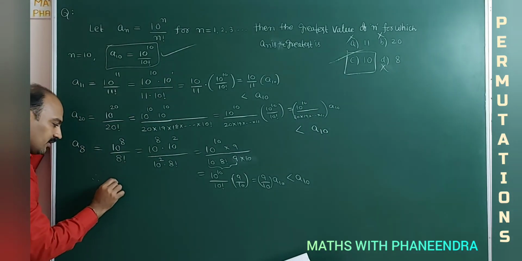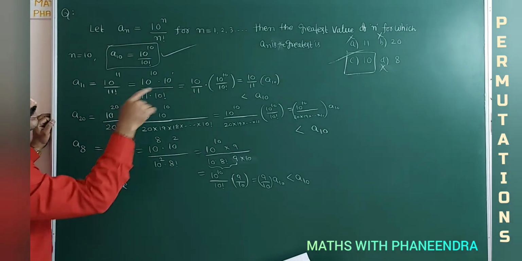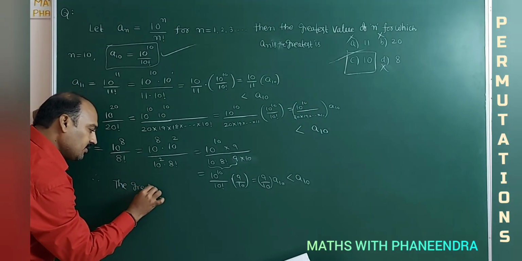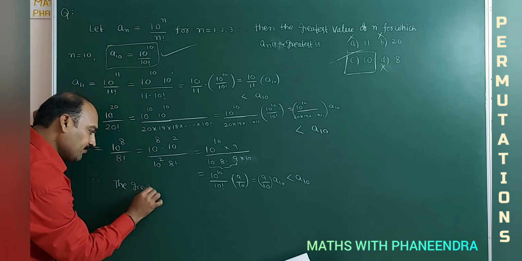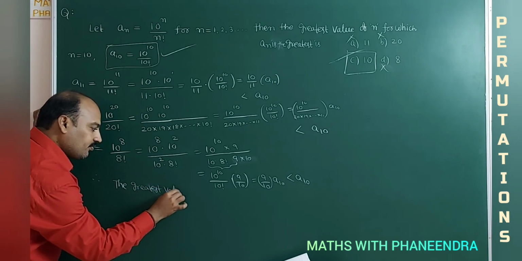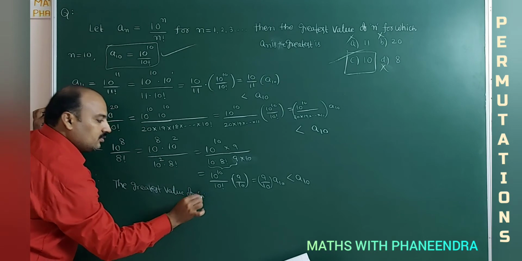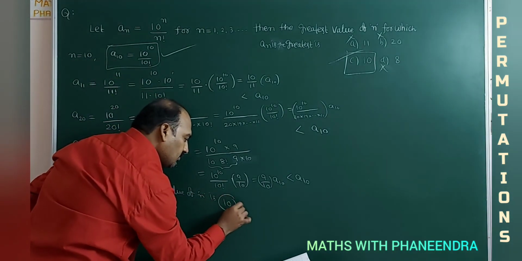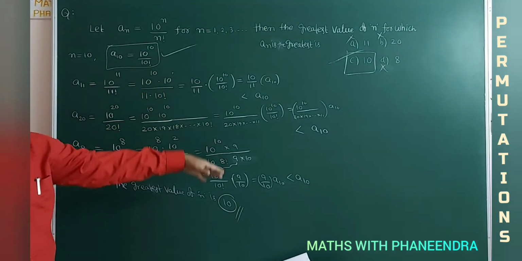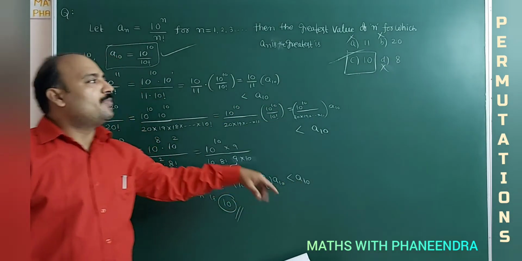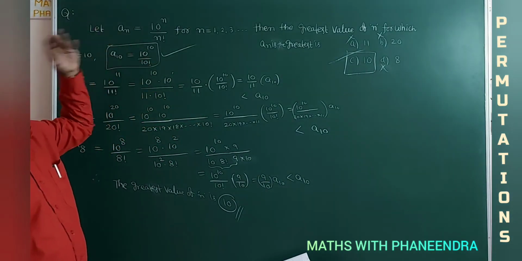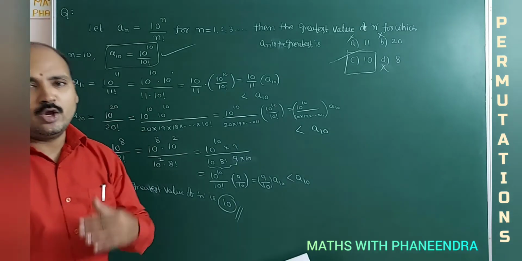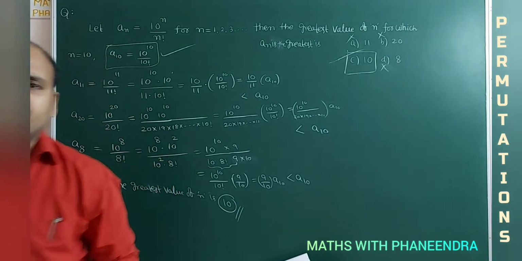Therefore the greatest value of N is 10. In three cases this failed. So obviously the third one, this value, is the greatest value. For N equal to 10 only it will be greatest. I hope you understand. I'll move to the next question.